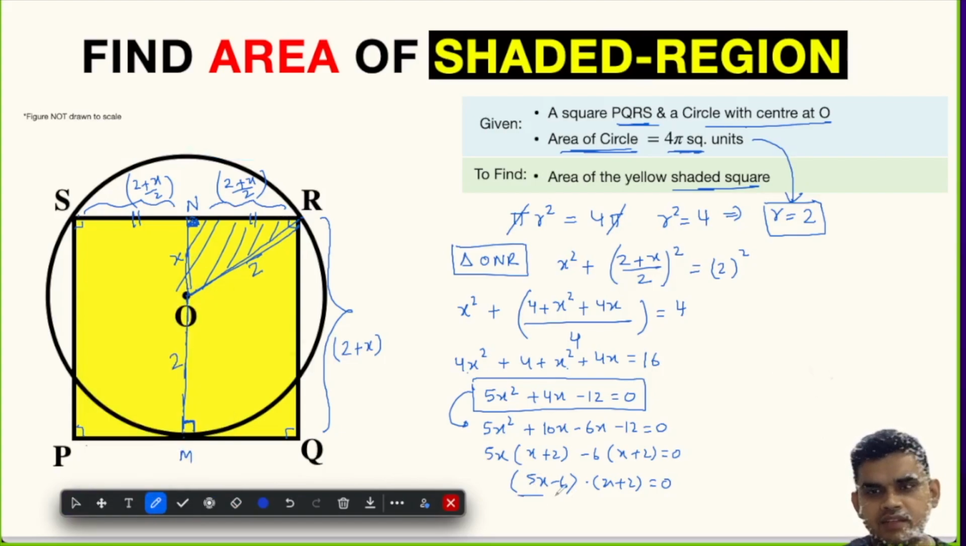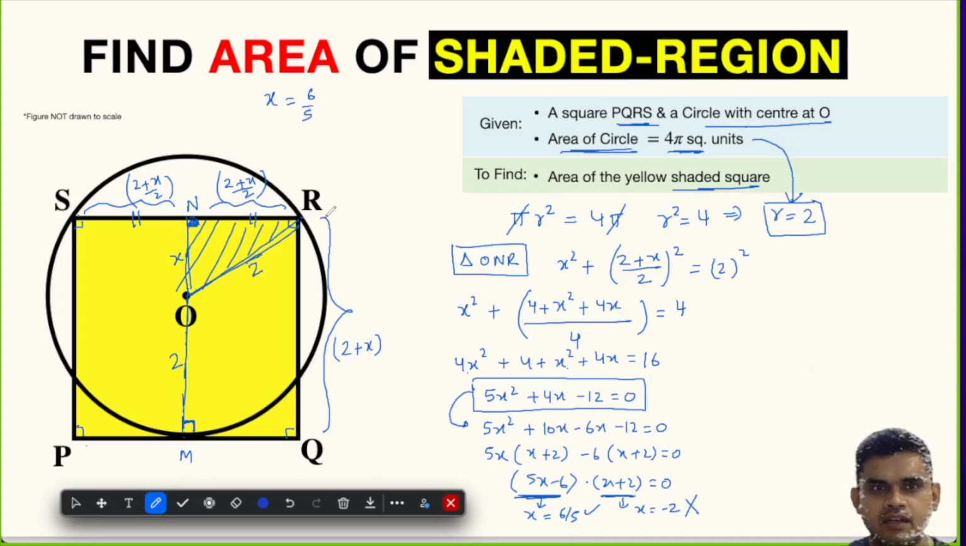So either 5x minus 6 is equal to 0 or x plus 2 is equal to 0. So if x plus 2 is 0, x is negative 2. And if 5x minus 6 is 0, x is 6 over 5. So we have to discard this value, minus 2, because if x is equal to minus 2, then this length will be 2 plus x, that is 2 minus 2, 0. So there is no sense of taking x equal to minus 2, so that is ignored. So we have got x equals 6 over 5 units.